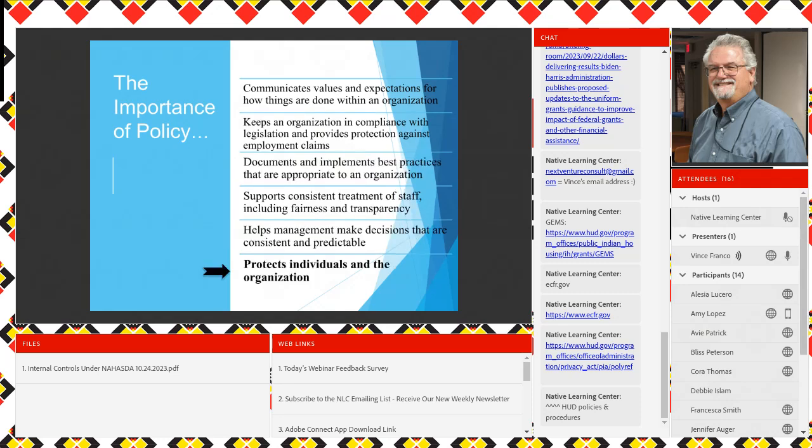Protects individuals and the organization and the program. That's why we have internal controls, as I said early on, to protect the program and the positions within the organization. So internal controls, policies, and procedures play a very big part. They're just as important as the service that you're providing as a TDHE, as a housing department, or as anything else. Follow me? It's just as important. Very, very important to do it right.